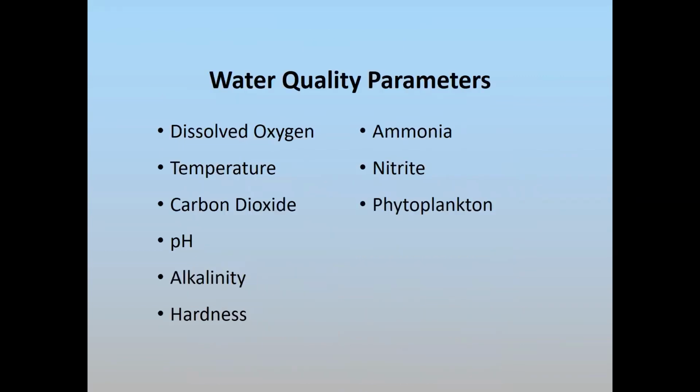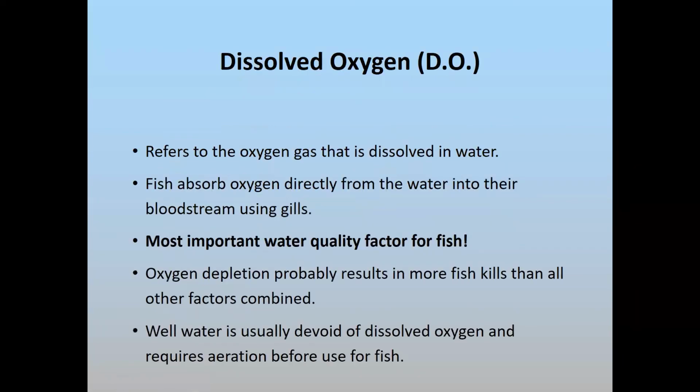So other parameters: oxygen, temperature, carbon dioxide, pH, you're probably familiar with. Alkalinity and hardness, you may not be. Ammonia and nitrite, and I'll talk a little bit about phytoplankton. Again, dissolved oxygen, or DO, is very important. It's basically the dissolved oxygen that's in the water. Fish need it, obviously, and it's really, really important for fish.